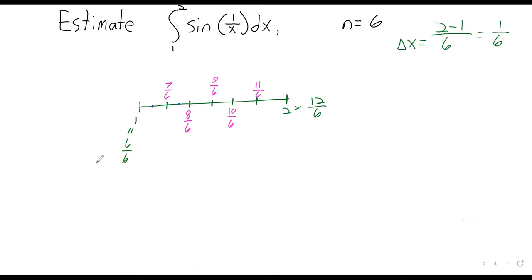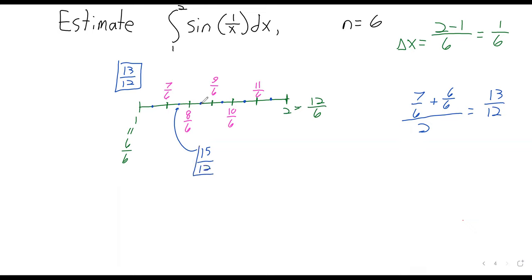And now to use the midpoint rule, we need these midpoints. So let's think it through. Midway between 6 sixths and 7 sixths, well, the average of those: thirteen twelfths. Then 15 twelfths. Seventeen twelfths.